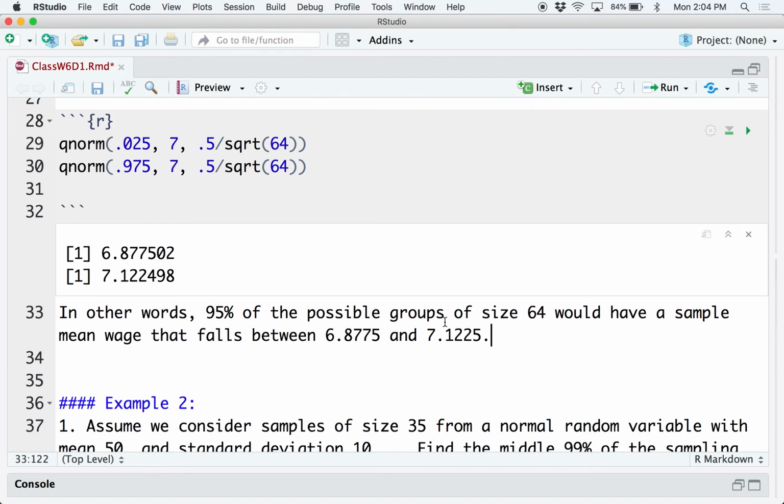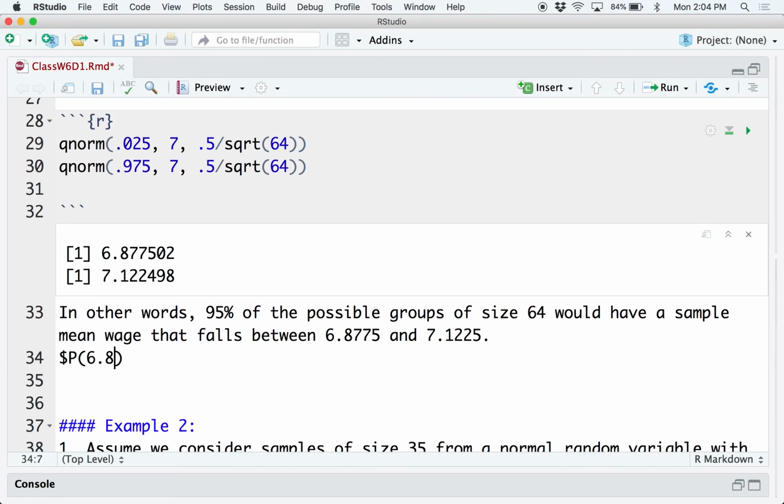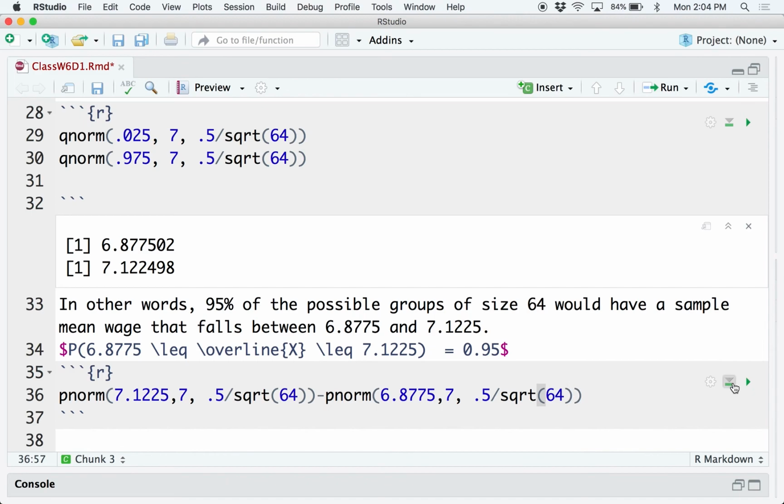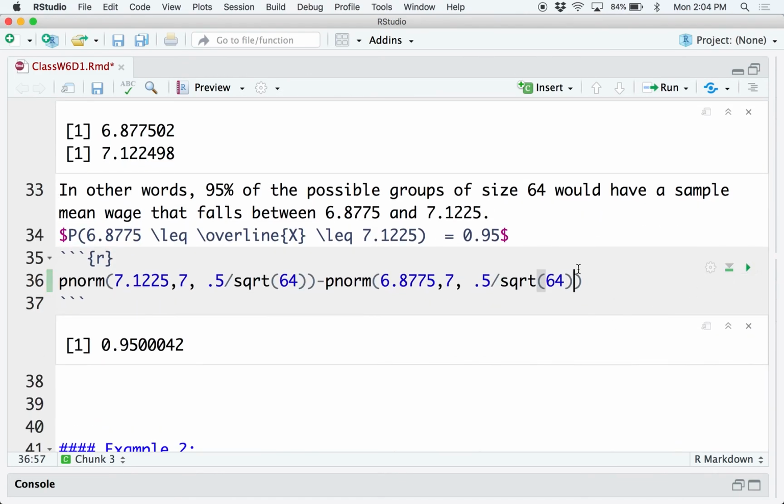Okay? And this is really just equivalent to saying that the probability that our Xbar random variable, overline X, is in between these two values is equal to 95%. And we can double check this by just using a pnorm. So we would do pnorm 7.1225 with our parameters, and we would subtract pnorm 6.8775 with our parameters. And we can double check this. I rounded, so it's not going to be exactly equal to 95%, but it's going to be very close.